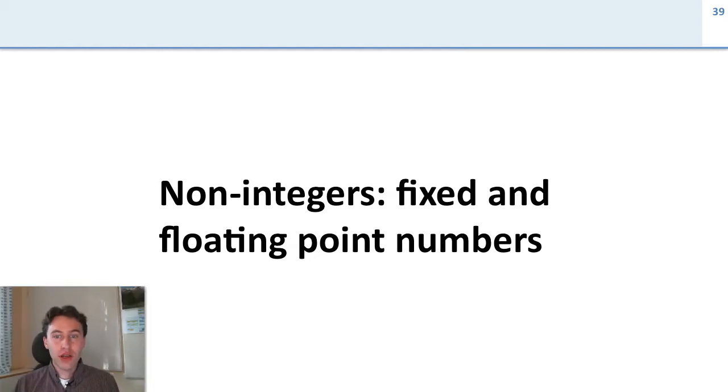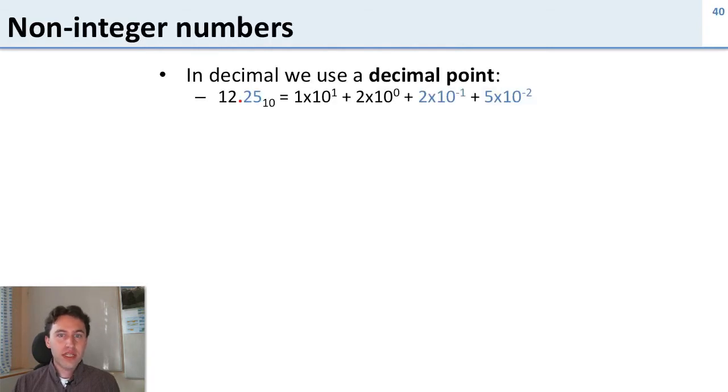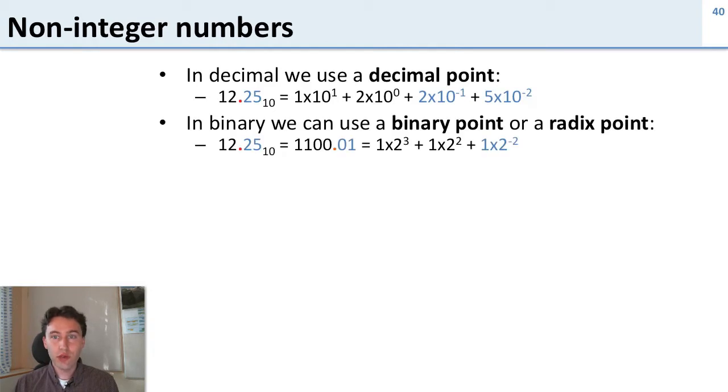Now we're going to talk about non-integers, that is fixed and floating point numbers, which allow us to represent fractional values. In decimal we use a decimal point to represent fractional values. Here we have 12.25, which we can express as 1 times 10 to the 1 plus 2 times 10 to the 0 plus 2 times 10 to the minus 1 plus 5 times 10 to the minus 2.